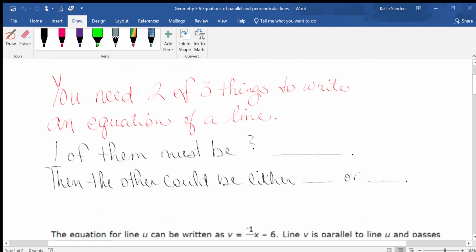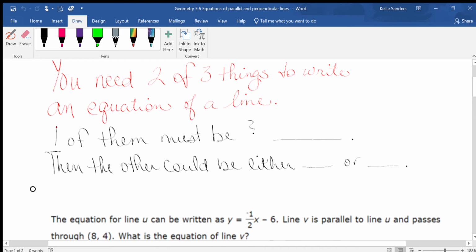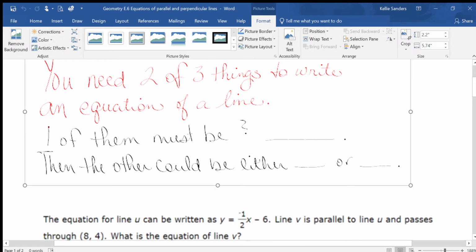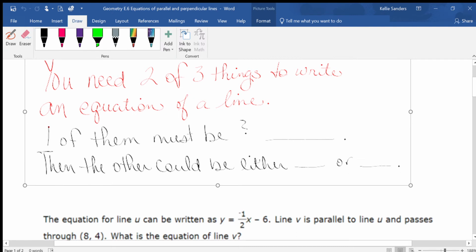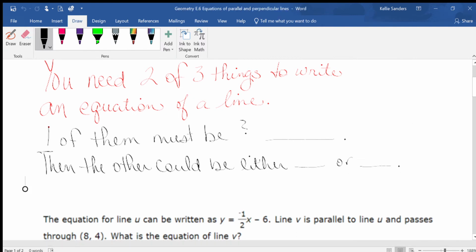So on E5 we just found slopes. On E6 we're going to do slopes, but also equations. And I wrote down a few important things. You need 2 of 3 things if you're going to write an equation of a line. One of them will always be something that it's not going to give me. Slope. You must have a slope, whether it be one way or the other.